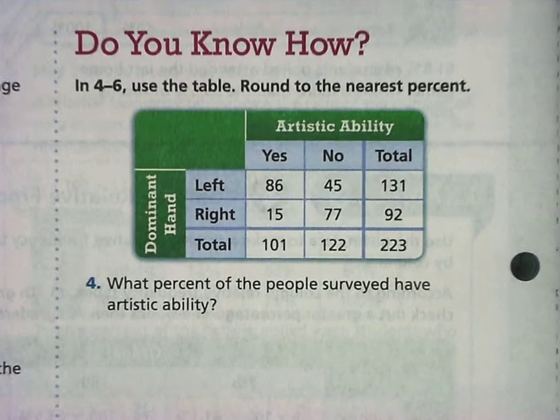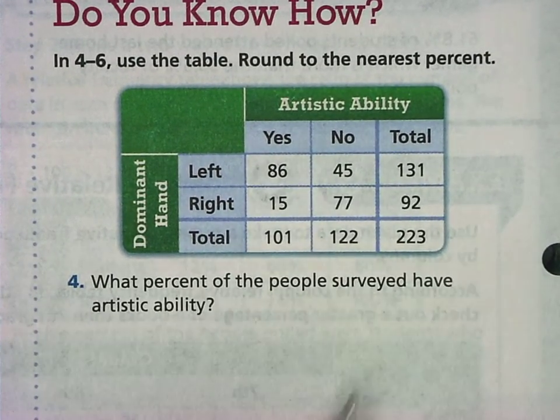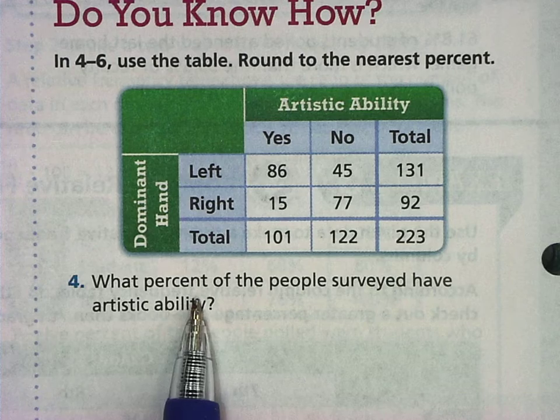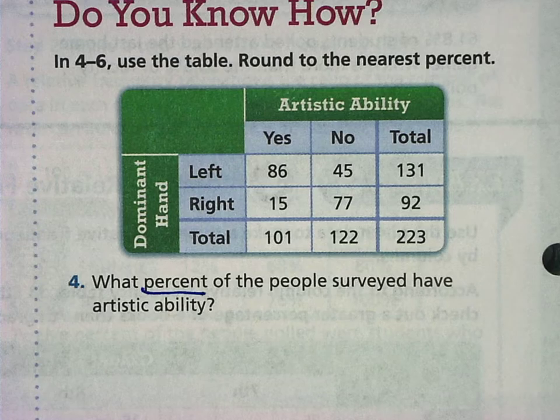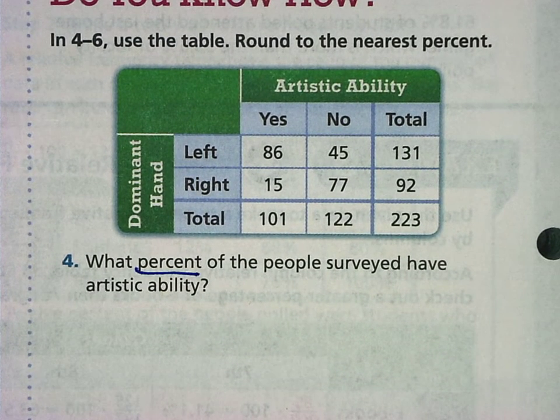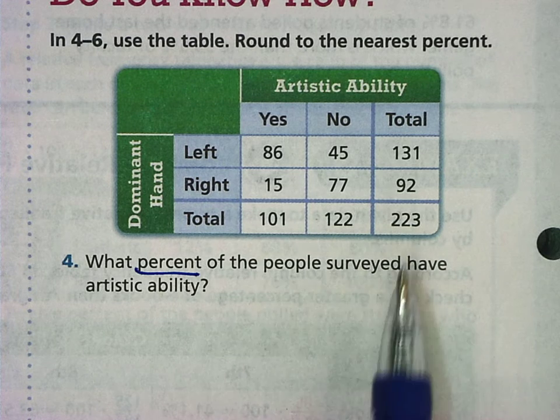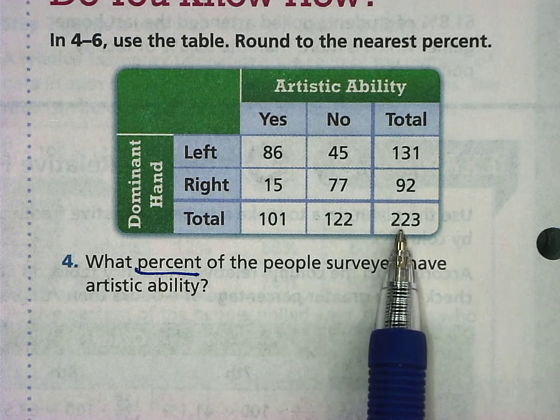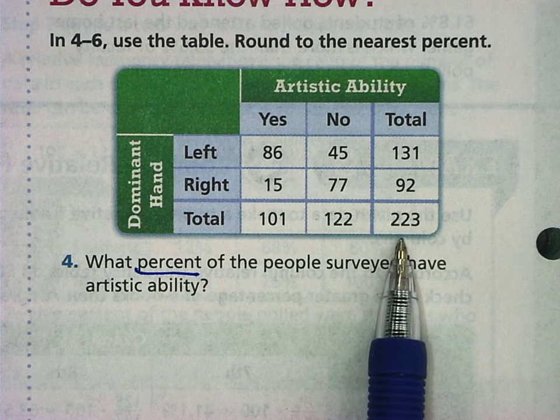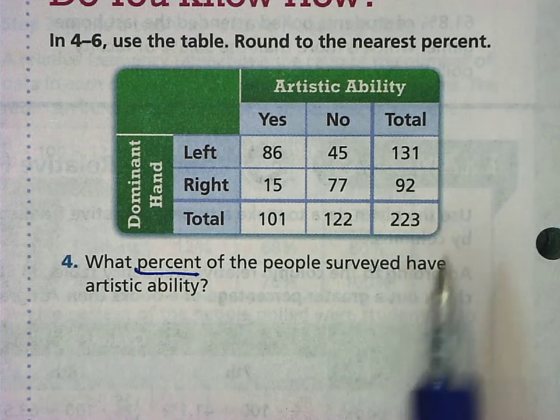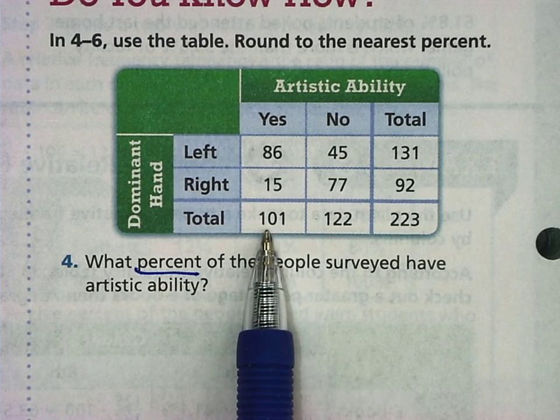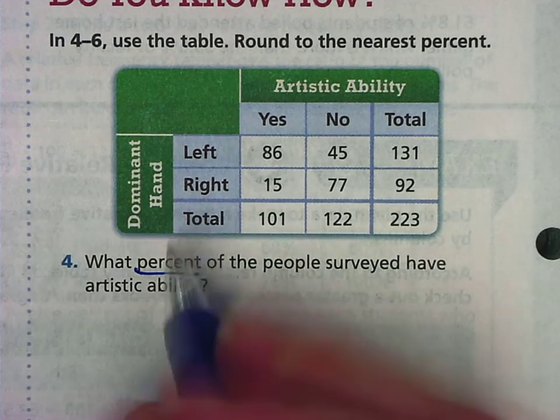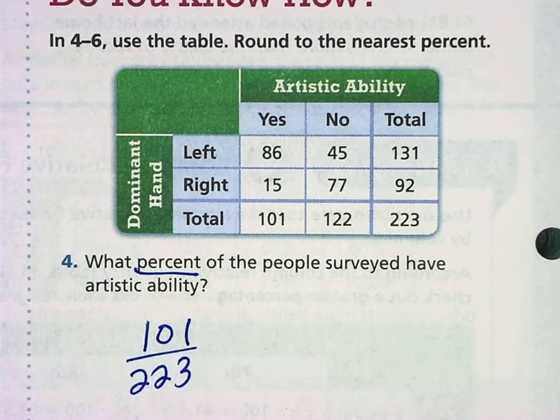It says round to the nearest percent, use this frequency table. Okay, what percent? So now we're going to take our answer and turn it into a percent. What percent of the people surveyed have artistic ability? Well, the total number of people that were surveyed about their artistic ability is 223. That was the total number surveyed. So the people that said they did have artistic ability would be this right here. So 101 out of 223 said they have artistic ability.